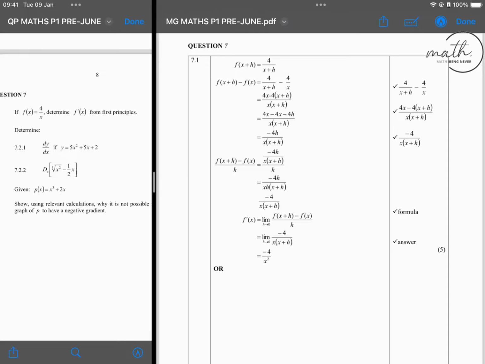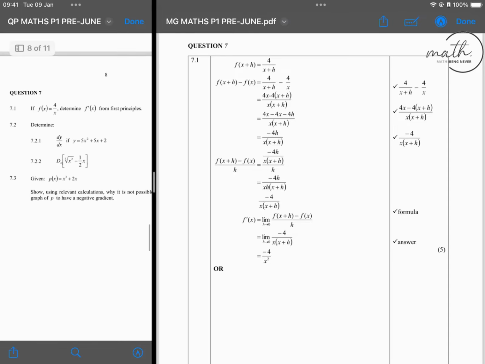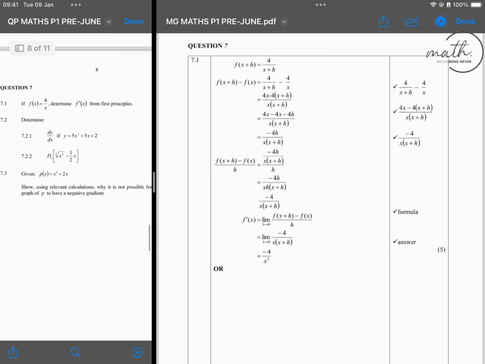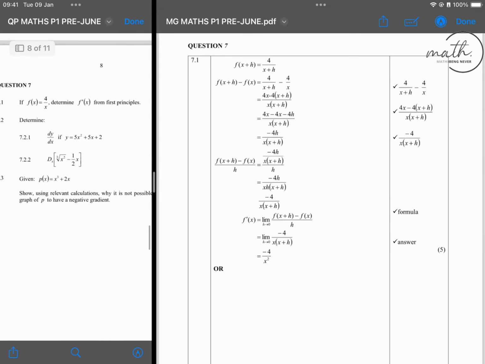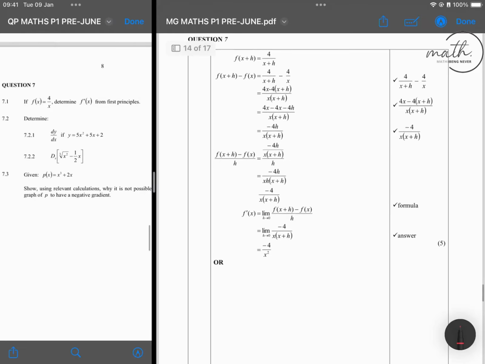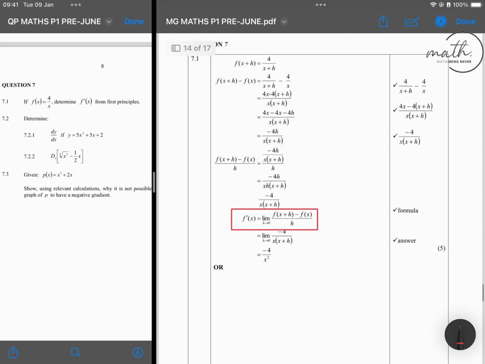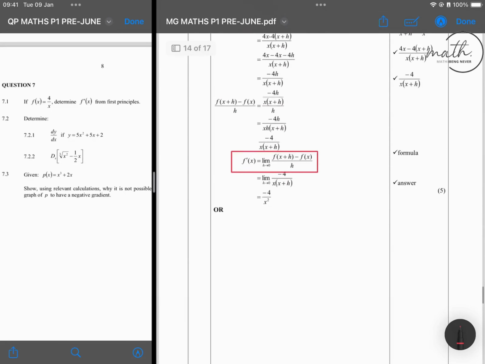Okay, let's do question 7, 8, and 9. So question 7, 7.1. If f of x is equal to 4 over x, determine f prime of x from first principles. Remember, first principles is the one on your formula sheet, basically, using that formula. With that formula, I'll use the second solution.